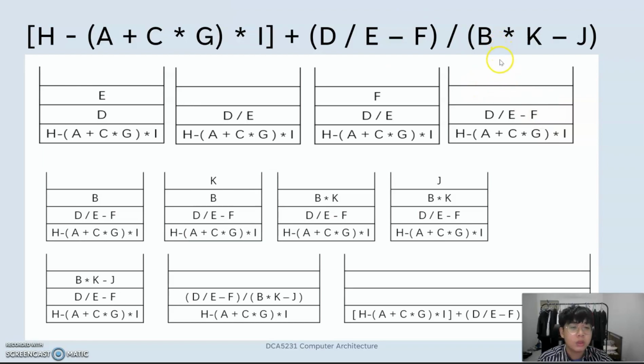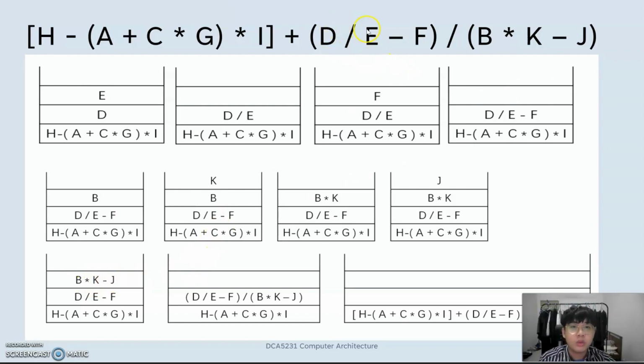Now we go to part 3. The same: we push B, push K. We stop at the K because this is multiple, so we push the operator multiple. The answer is B multiple K. Then we push the J here, then we push the minus. So the part 3 answer is B multiple K minus J.